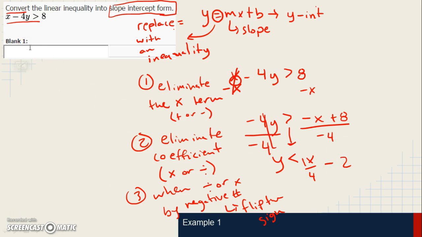And there's two different ways we can type this in. The first way is y is less than 1x divided by 4 minus 2. And then we learned also that we can type this in as y, and I'm going to write it down below, without the 1. We don't need to always write 1's in front of x's, so we can just write it as x divided by 4 minus 2. So two different ways to type this in that will give us the right answer. So go ahead and move into example number 2.